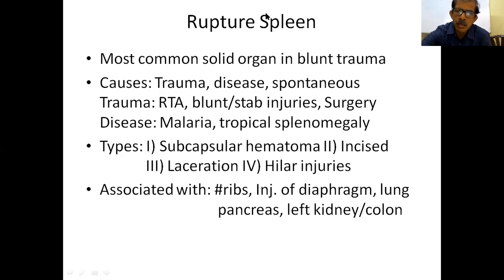Can you tell me the second commonest solid organ to be involved in trauma? It's an easy question, of course. Yeah, liver. Good, you are correct. So first is spleen, next is liver. Now, what are the causes of rupture of spleen? Because I just now told you that it is not only due to trauma, it is also due to disease. Already the spleen is diseased with malaria, something like that. Then it is very friable. It need not be trauma, a single push may be enough.